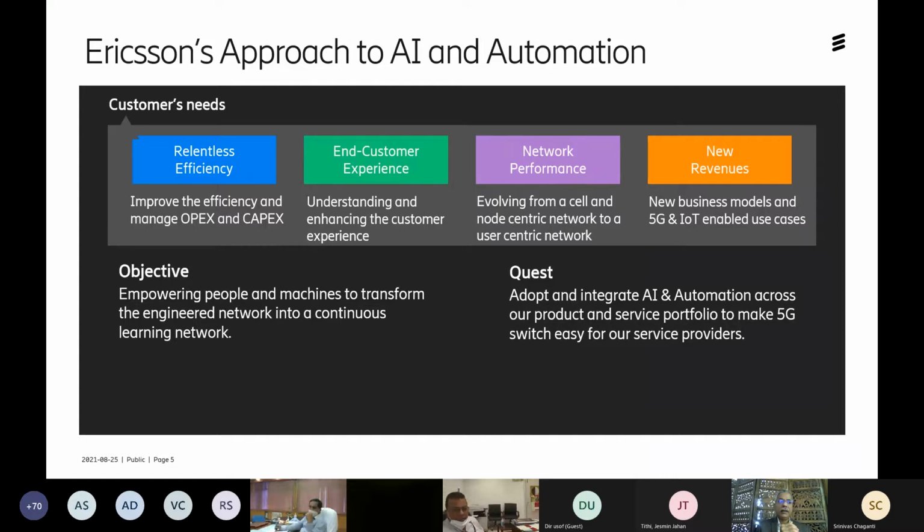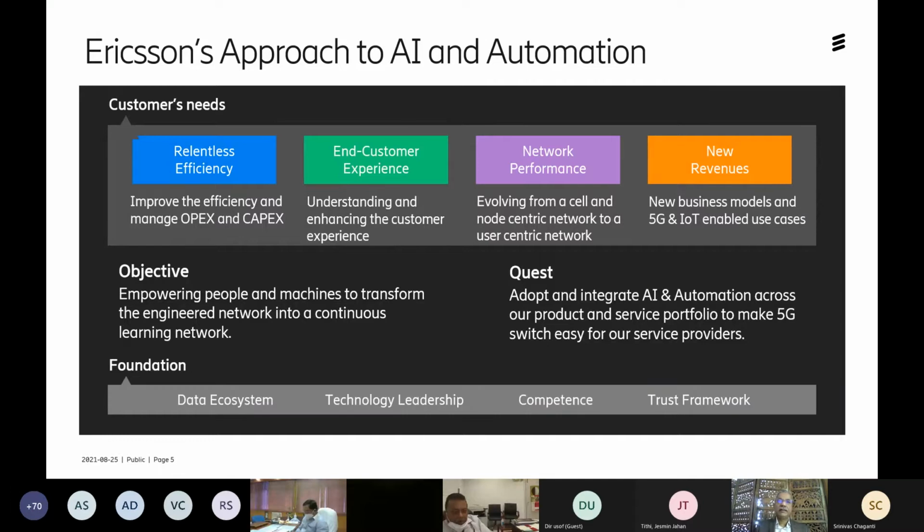So it cannot be like a set of reactive steps that one constantly keeps taking. Can I be more proactive in the steps that I am taking? Can I have more predictive capabilities? Can I have superior root cause identification capabilities so that my downtime is minimized, etc.? So our intention is always to adopt and integrate automation in such a way that it empowers our portfolio and services with the objective of making the switch to 5G easy for our operator customers.